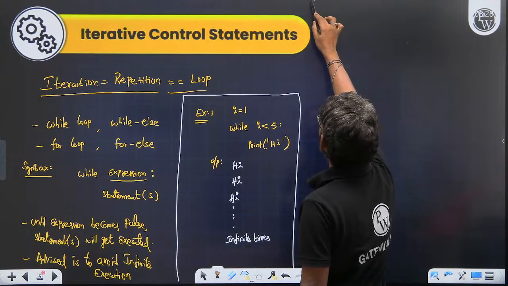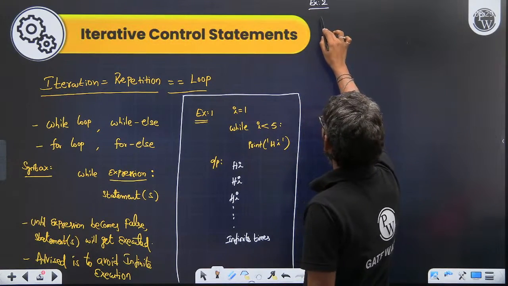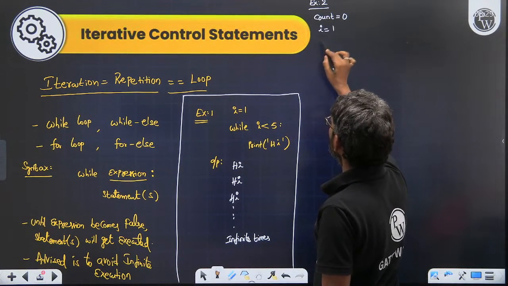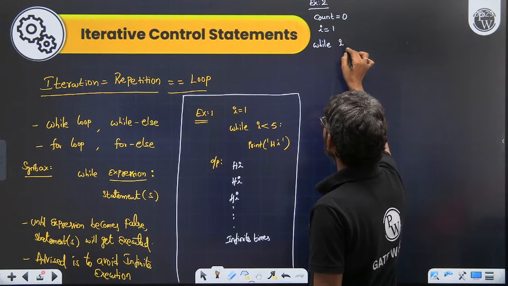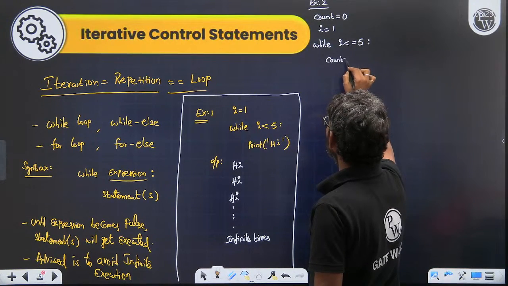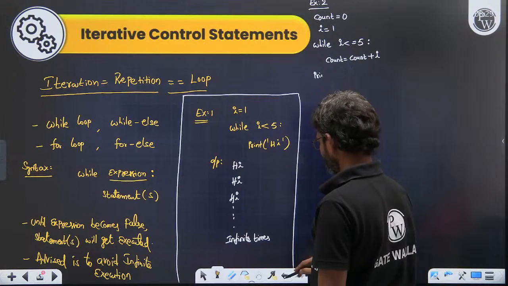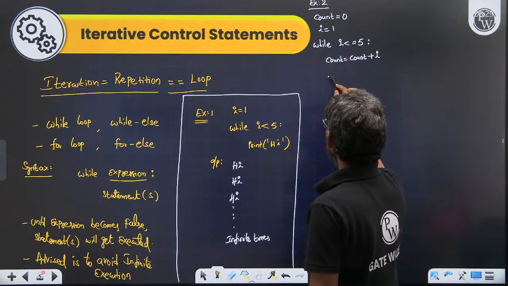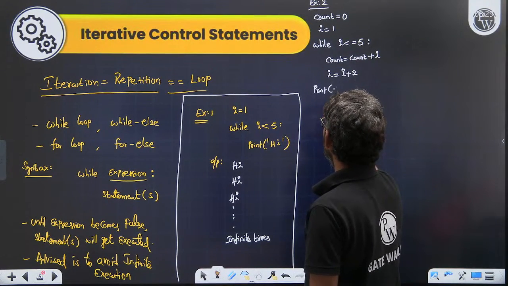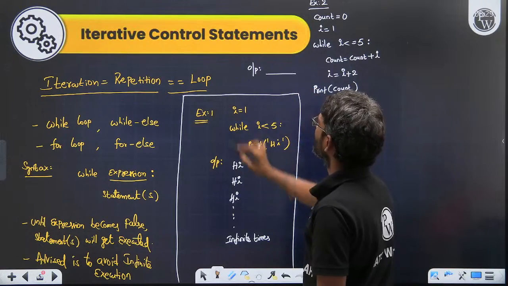Fine. Now let us check this. Let count is equal to 0, i is equal to 1, while i less than or equal to 5, count is equal to count plus i, i is equal to i plus 2. Print count. So इसका आउटपुट क्या आएगा बेटा? इसका आउटपुट क्या आएगा?